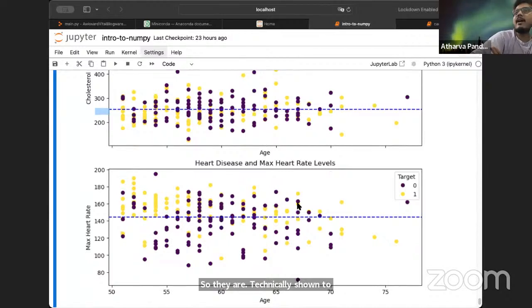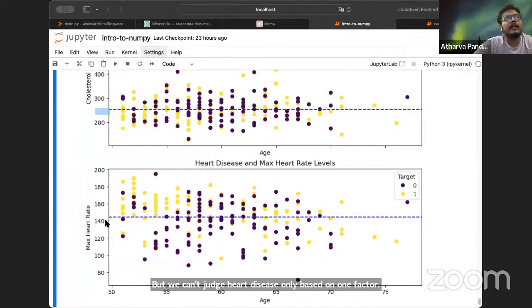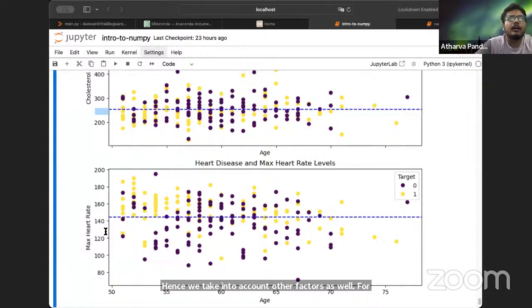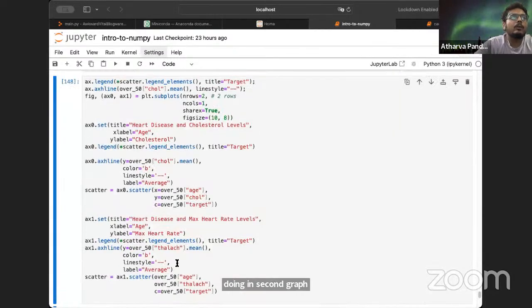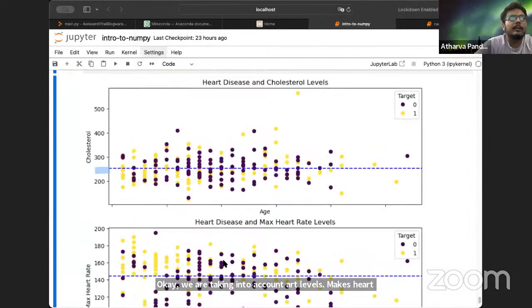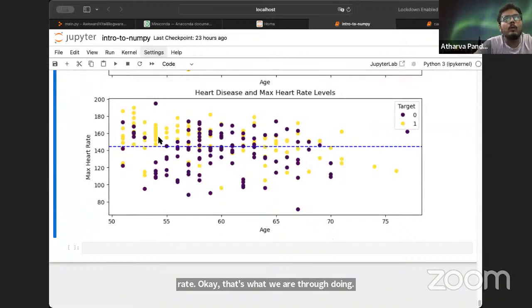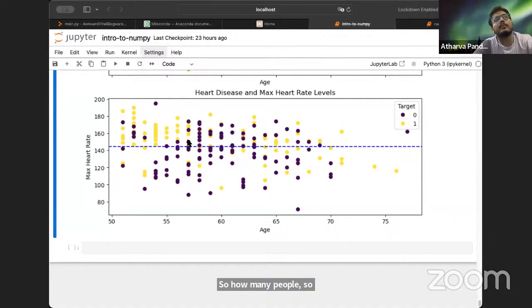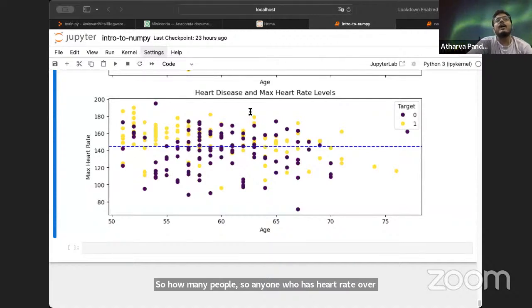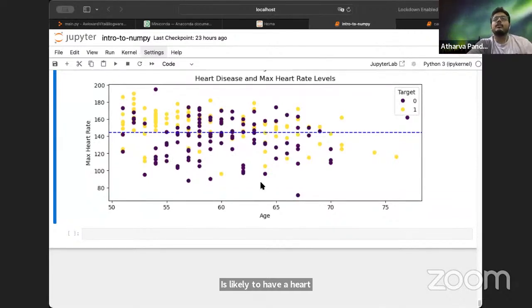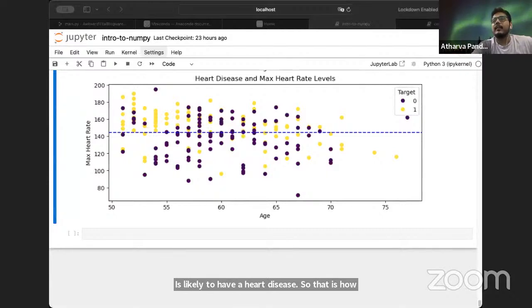But we can't judge heart disease based on only one factor. Hence, we take into account other factors as well, for example max heart rate levels, and that is what we are doing in the second graph. Anyone who has a heart rate over 145 or so is likely to have heart disease. That is how we are analyzing this data.